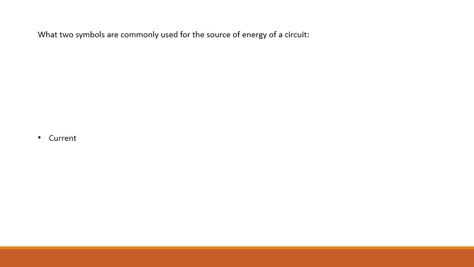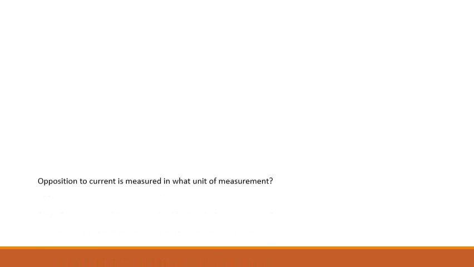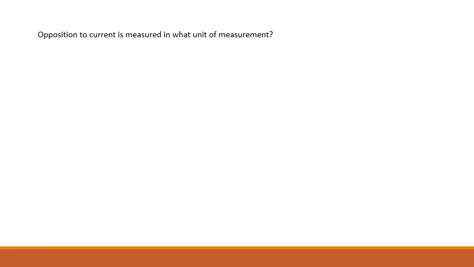Okay, first question on this page. What two symbols are commonly used for the source of energy of a circuit? First one is E, second one is V, capital. The movement of electrons is known as current. Opposition to current flow is called resistance. Opposition to current is measured in what unit of measurement?